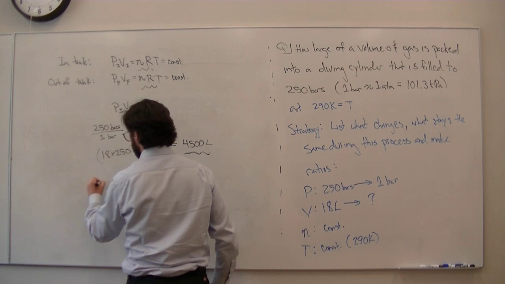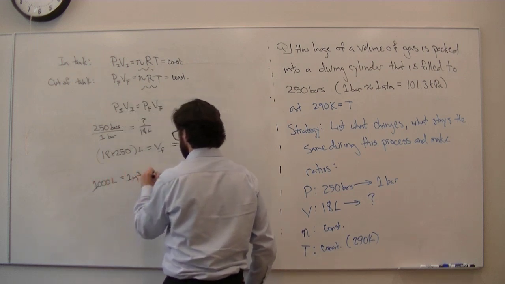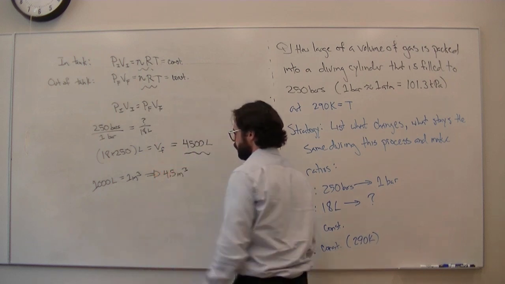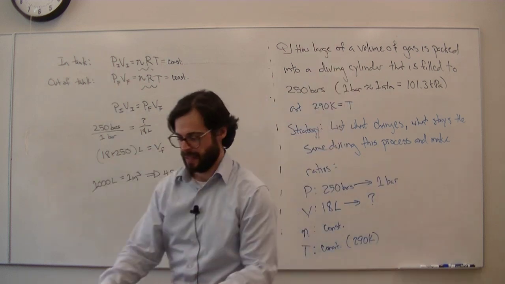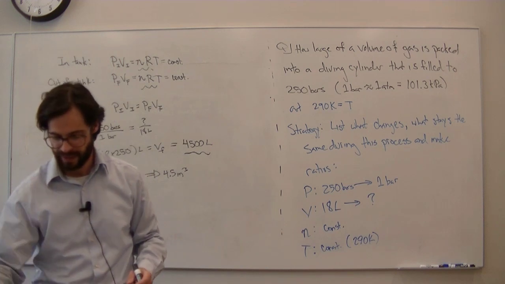And 1,000 liters is 1 meter cubed. So that means that this is 4.5 meters cubed. So that's a little bit more sensible. I mean, that's like a box about... I could not get my hands around it, but I could probably get pretty close.